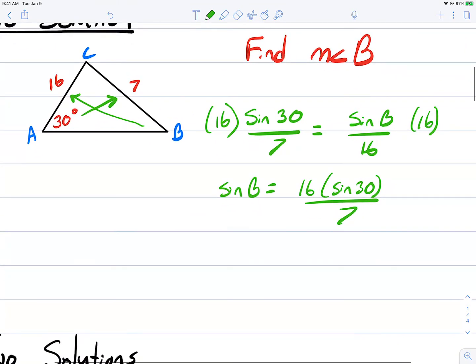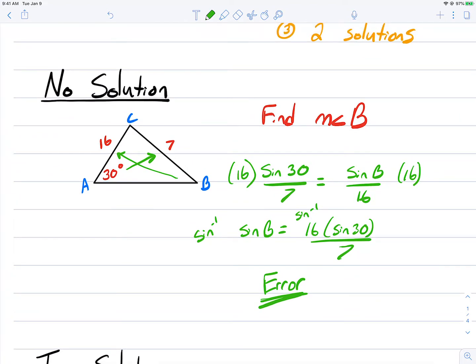Now here's the problem. If you were to put that into your calculator and then hit that inverse sine button, you would get an error, which means that this problem does not work. There is no solution. So sometimes when you do this problem, you're going to get an error on your calculator and you didn't punch something in wrong. There's just no solution. So that is one of your options, no solution.